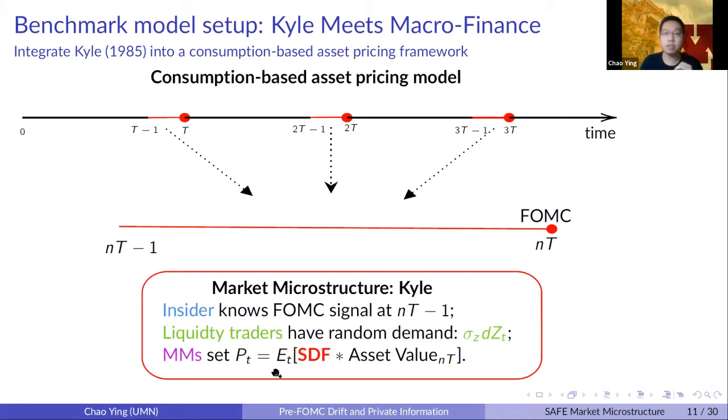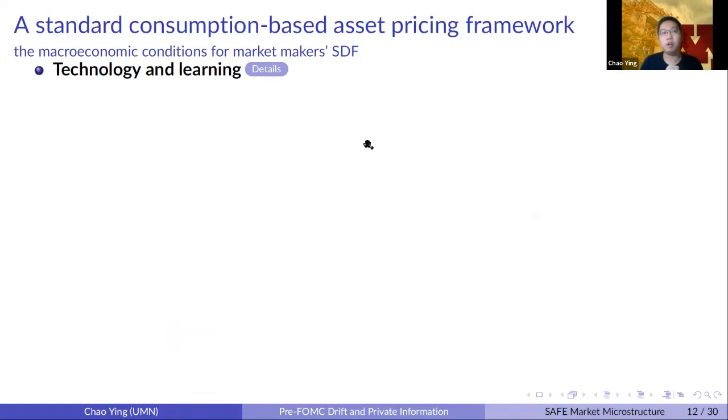The main difference is that now the price is set equal to marginal utility weighted payoffs. And here, the SDF is determined from this consumption-based asset pricing framework. This figure summarizes all the essential elements in the model. Next, let me go into the details of the standard consumption-based asset pricing framework.